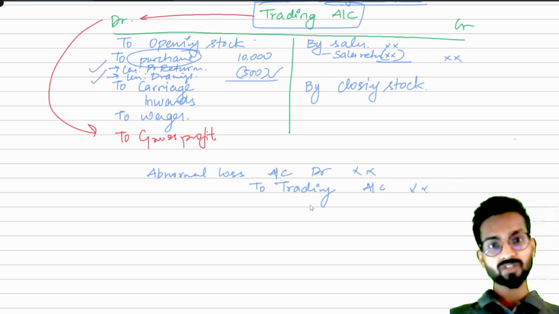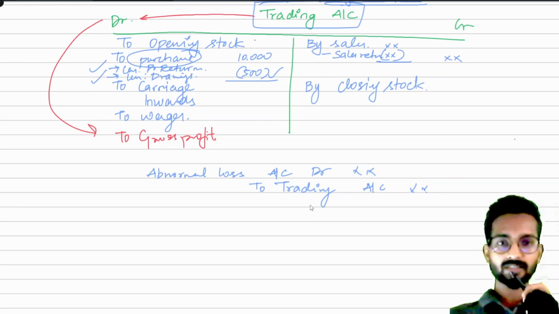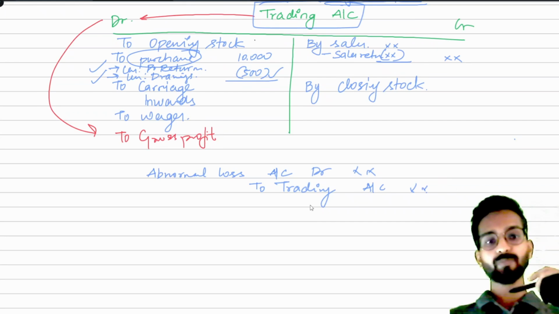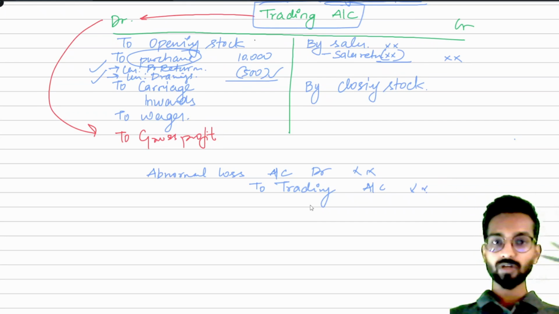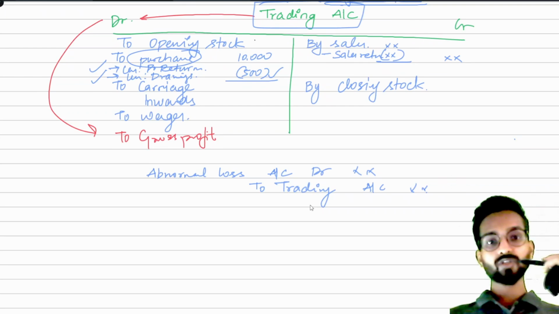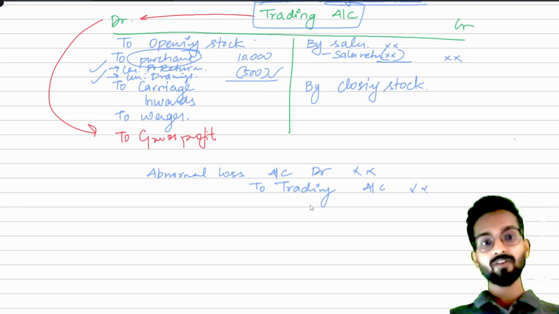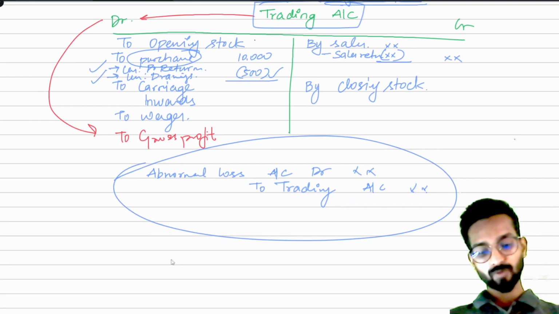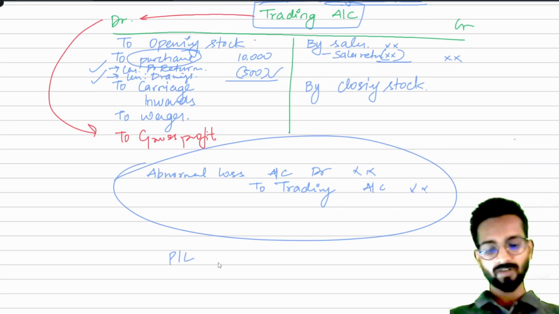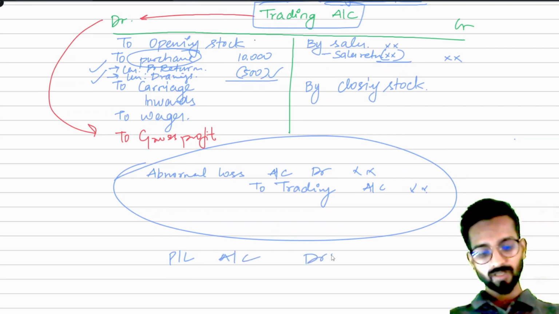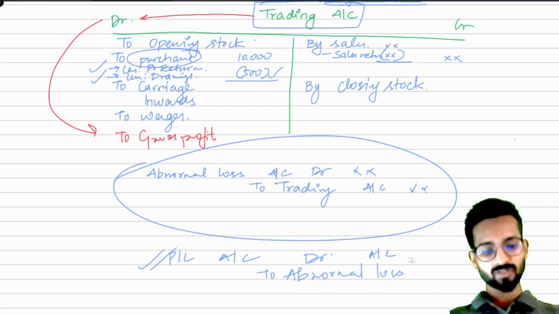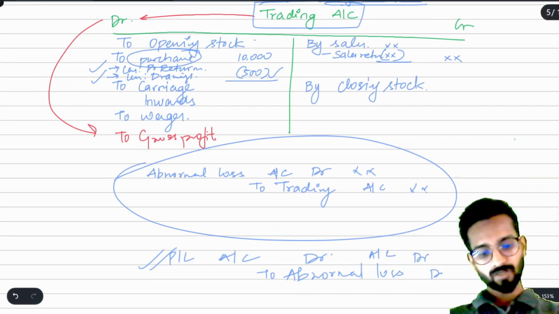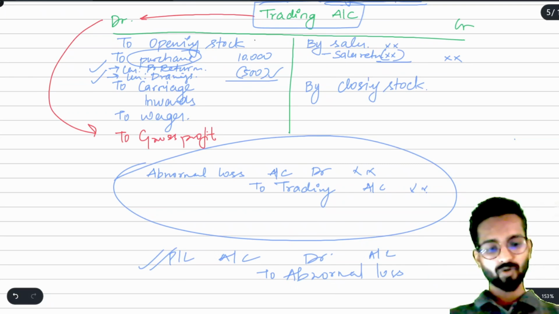Now abnormal loss account debit to trading account. I have lost the goods, so I have written abnormal loss to trading. But understand one thing, don't you think it is my loss because I have to pay the money to my seller, from whomever I have purchased the goods? Obviously. So this loss will be transferred to my profit and loss account also. That we will learn after trading account obviously. Profit and loss account debit to abnormal loss. We will learn this in detail when we cover profit and loss account. Just to complete the topic of abnormal loss, I am telling you both these entries. Profit and loss account debit to abnormal loss account.